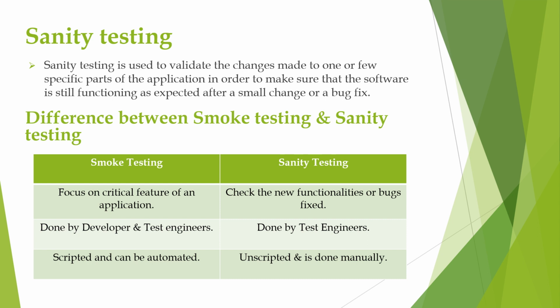Smoke testing is done by both developers and test engineers. Sanity testing is usually performed by the test engineers. Smoke testing is a shallow and wide testing because it covers all the basic and important functionality of an application. Sanity testing is narrow and deep testing. Smoke testing is scripted and we can automate smoke test cases, whereas sanity testing is unscripted and can only be done manually. These are some of the differences between smoke testing and sanity testing.